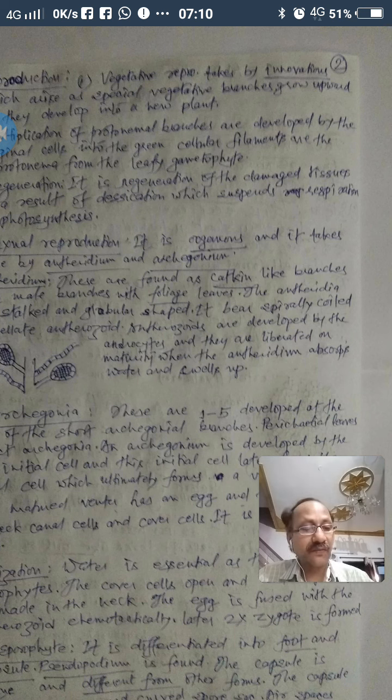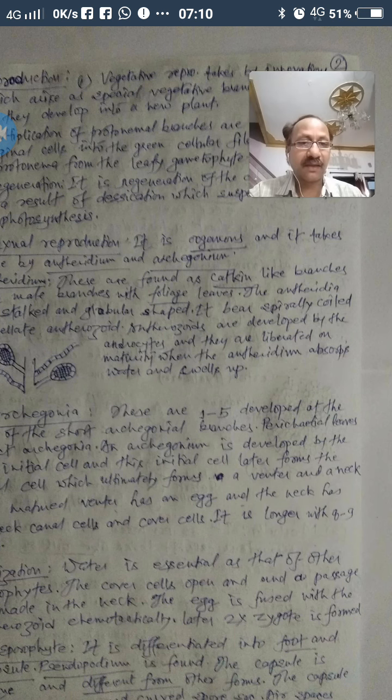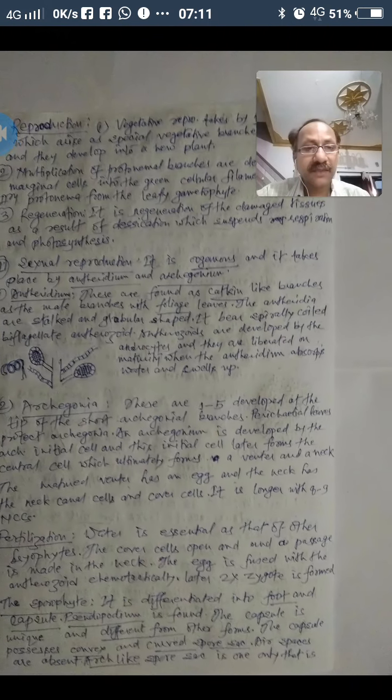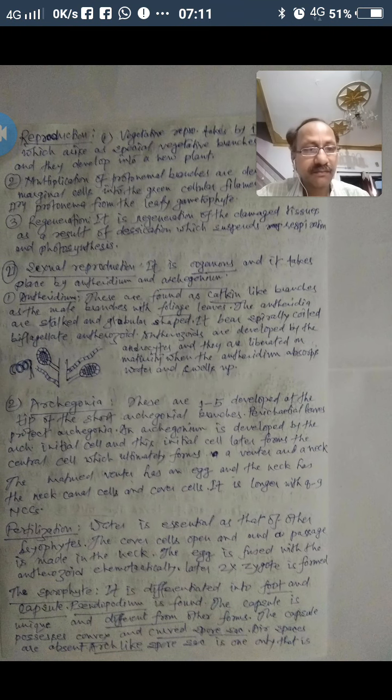As a result of desiccation, it suspends respiration and photosynthesis, and thereafter the gametophytic plant is developed. Sexual reproduction. It takes place by means of antheridia and archegonia. As usual, the sexual reproduction takes place by the developed antheridia and archegonia.